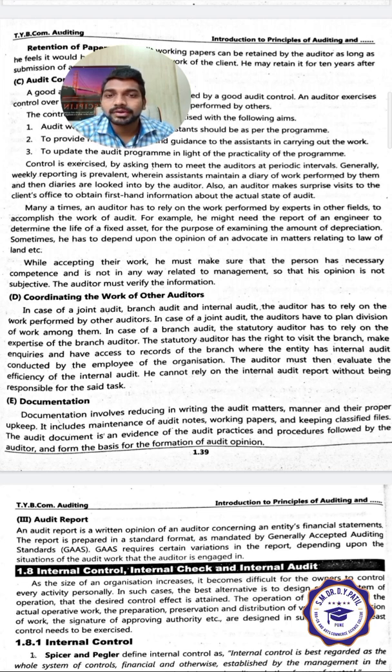While accepting their work, he must make sure that the person has necessary competence and is not in any way related to management, so that his opinion is not subjective. The auditor must verify the information.